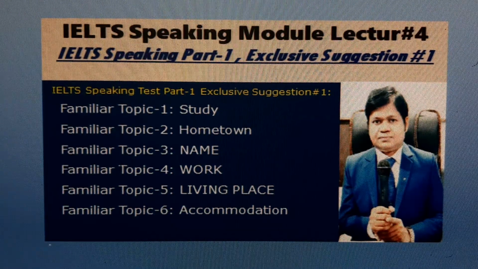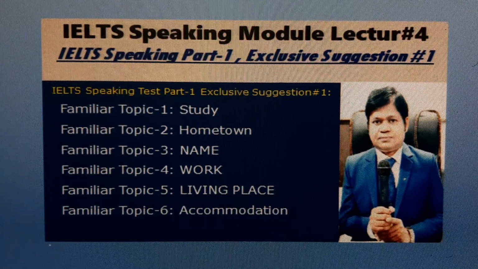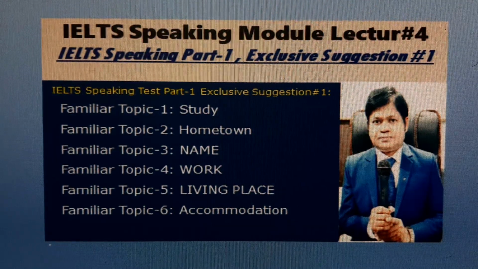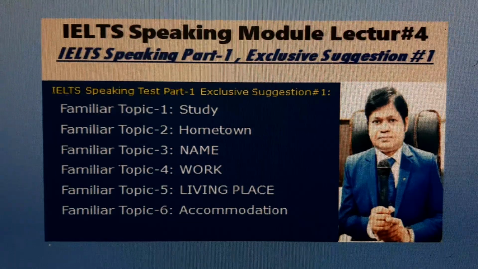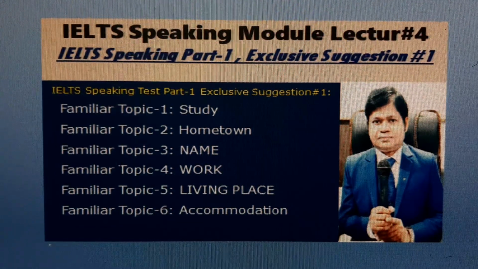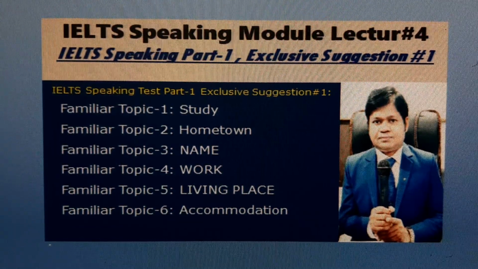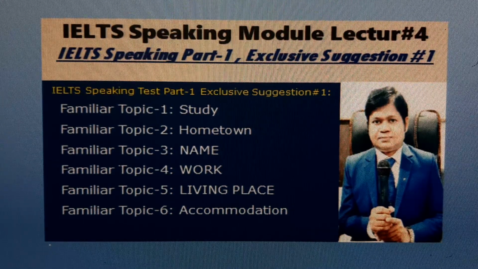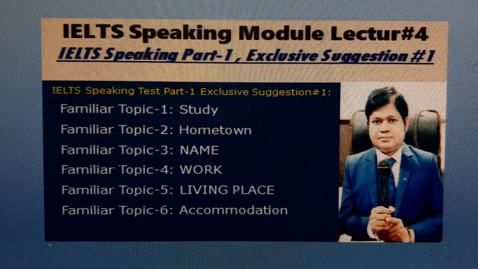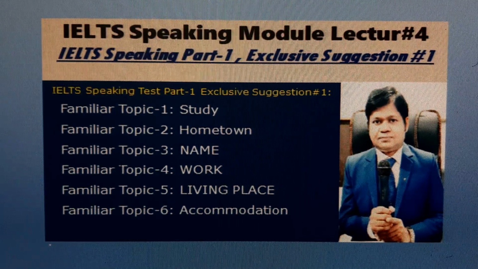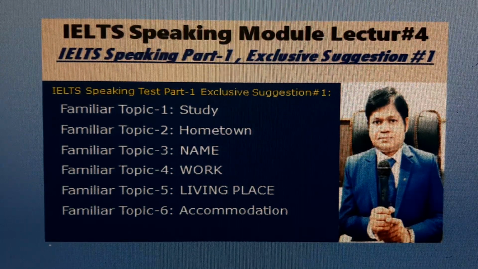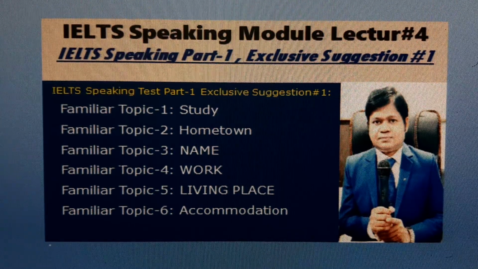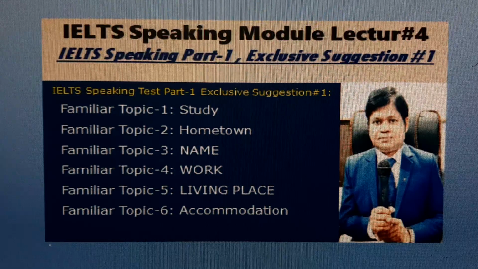IELTS Speaking Test Part 1, Familiar Topic 2, Hometown. Probable suggested questions as question 1. Where is your hometown? Question 2. Do you like your hometown? Why or why not? Question 3. What are the special things in your hometown? Question 4. How is local transport system in your hometown? Question 5. How is your hometown different from other cities?